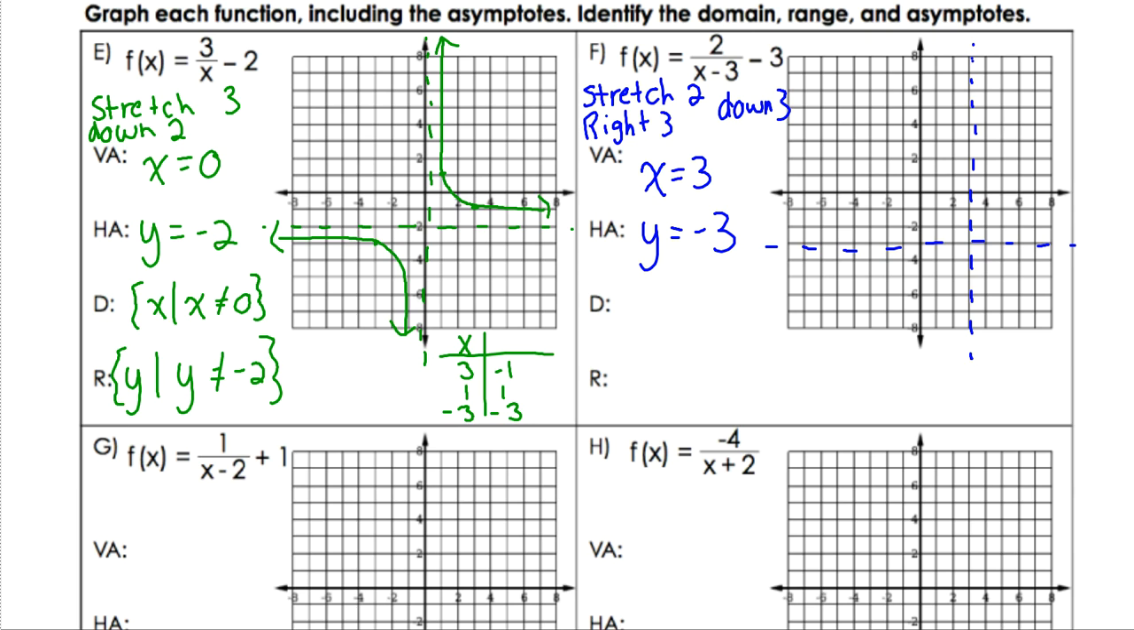And then that will tell me my domain. In this case, I cannot plug in a +3 to the denominator. If I plug in x equals 3, I'm going to get a 0 in the denominator, which is not allowed. So the domain in this case is that x is all numbers except x cannot equal 3. That would give me a 0 that I'm dividing by, which is not possible. So x cannot equal 3. That's why the asymptote is there.